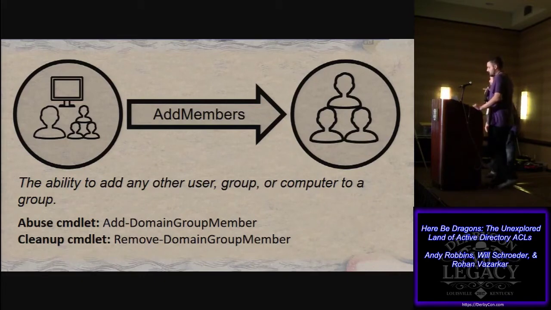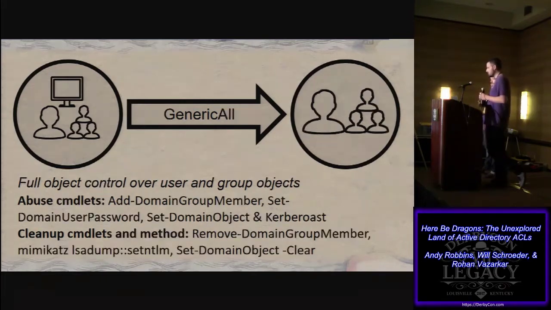Add members means that I can add a member to a group. The PowerView commandlet here is Add-DomainGroupMember. So I can add an arbitrary object or arbitrary principal to the members of a security group. And then obviously whatever privileges that security group has, now I have it as well. If I want to clean up after myself, I can just do Remove-DomainGroupMember and, you know, that step is cleaned up. Generic all is full control. It means that I have complete full access to the object. This is what domain admins has to every other object in the directory.